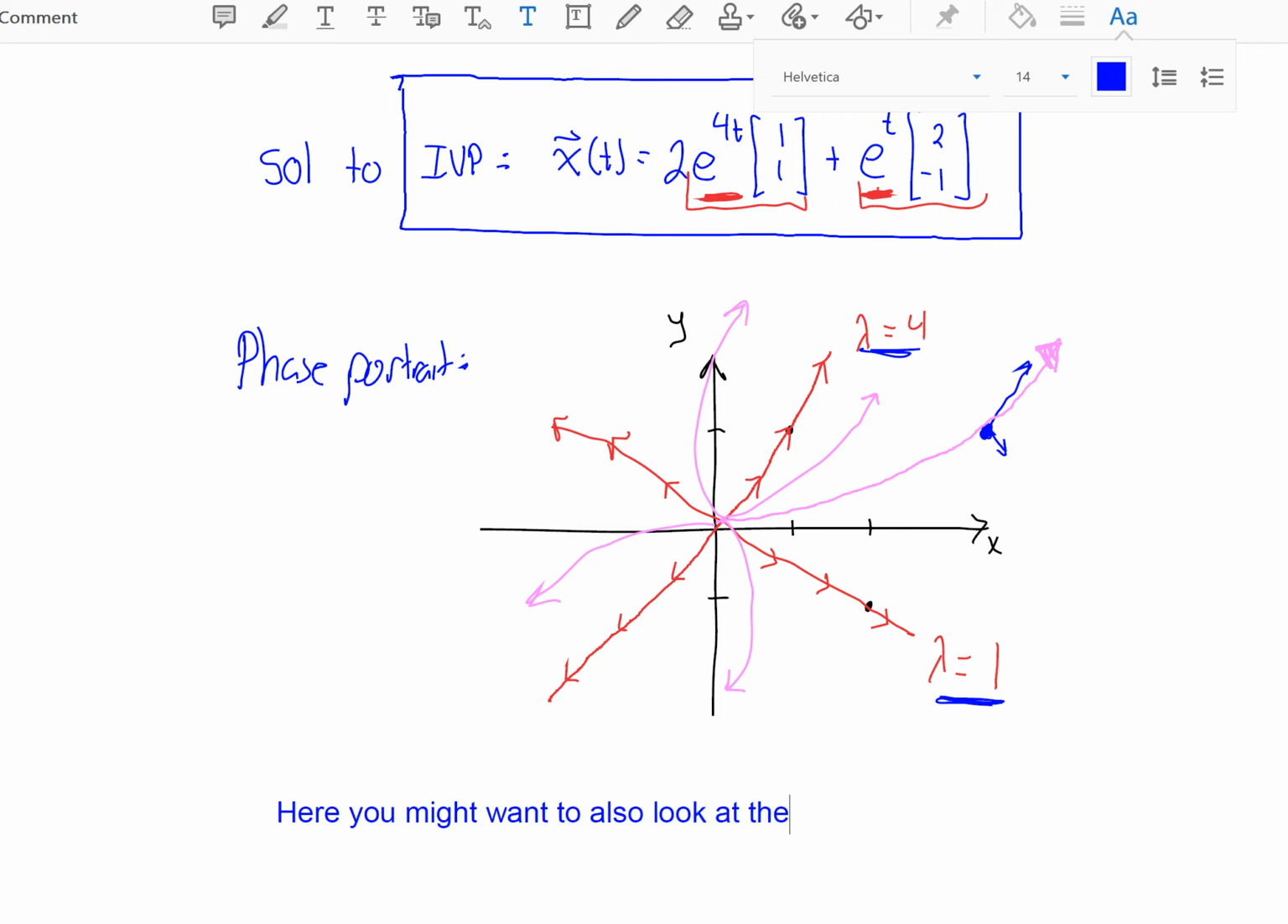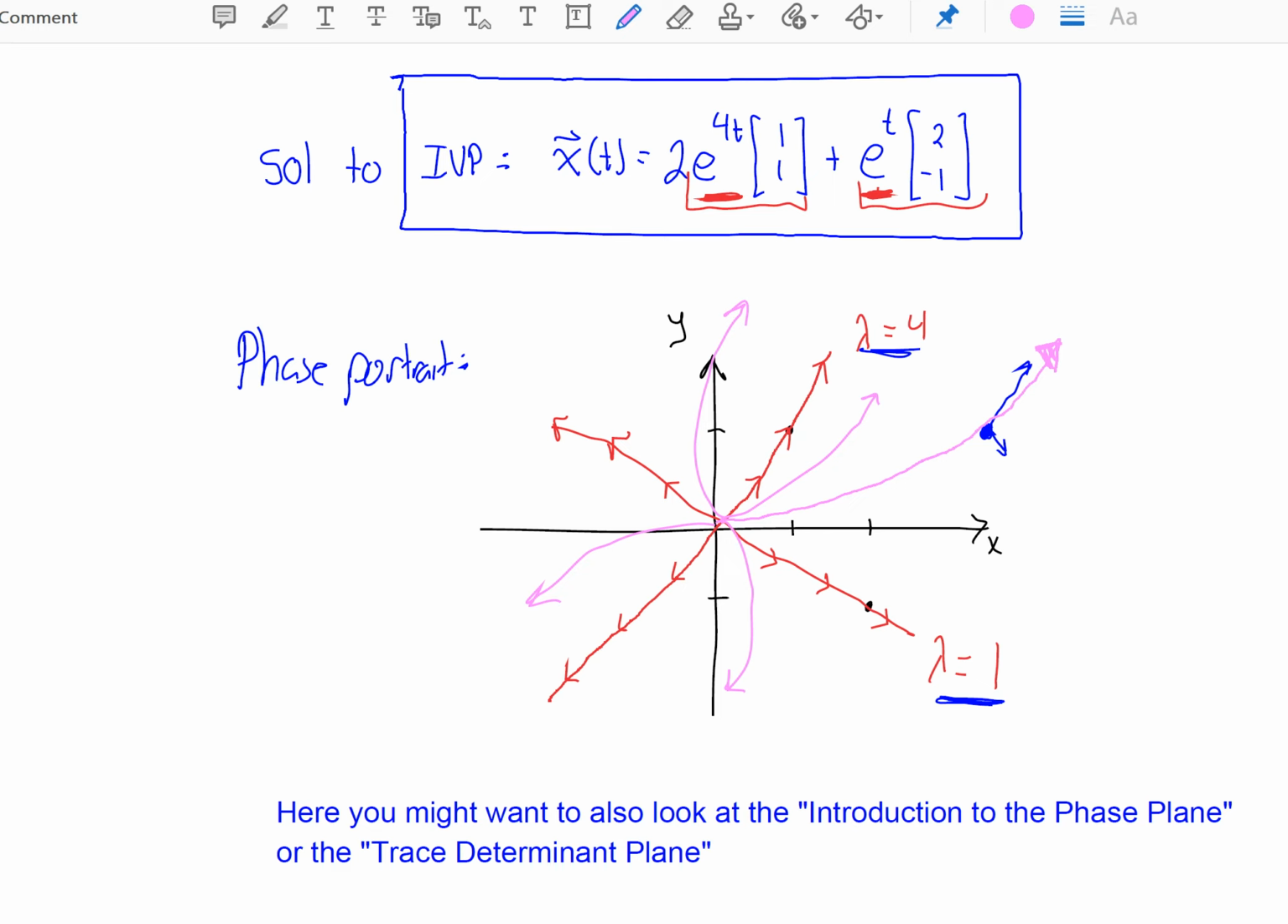I'm going to refer to this as the introduction to the phase plane or the trace determinant plane supplements. These two give you a great idea of all of the different outcomes one could see when they look at the phase portraits.